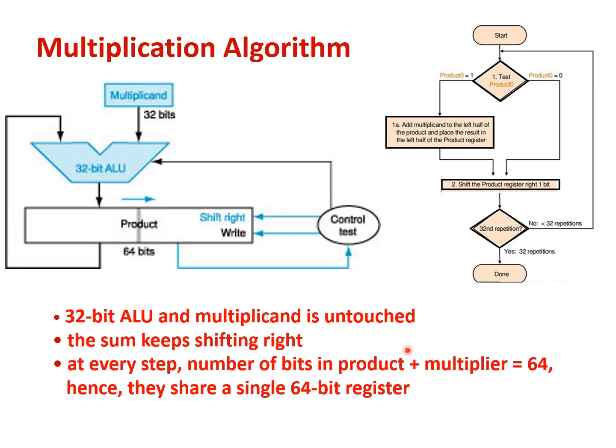And let's see the flowchart. It is the same which I have told you just now. Start and test the product 0. You test the 0th bit where the multiplier is there.